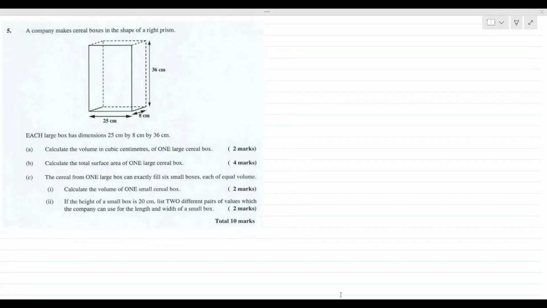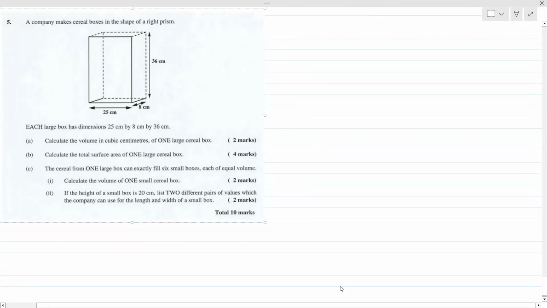All right, so in tonight's revision session, we're going to begin by looking at this question that involves some area and volume. The company makes cereal boxes in the shape of a right prism. Each large box has dimensions of 25 centimeters by 8 centimeters by 36 centimeters. We are tasked with calculating the volume in cubic centimeters of one large cereal box.